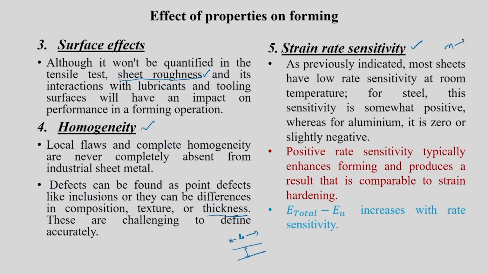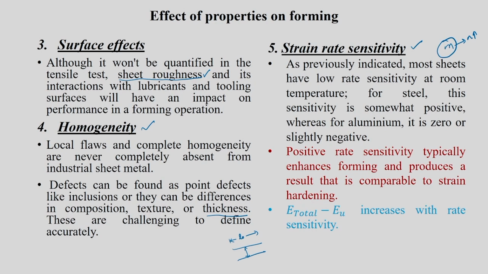So this M is like N. This M is like N. Okay. So larger N is good for us, isn't it? That's what I told in the previous slide. Larger N is good because the strain distribution is going to be uniform in the sheet, and hence you can delay necking. Similarly, M also plays a bigger role in affecting the ductility.